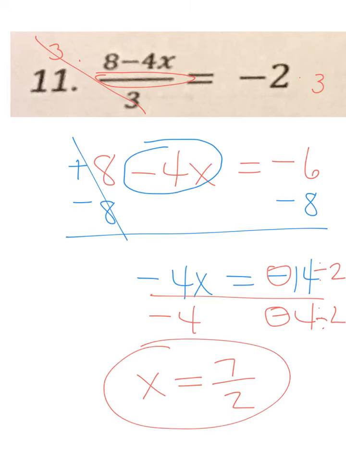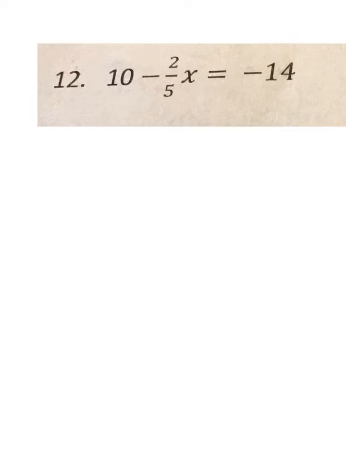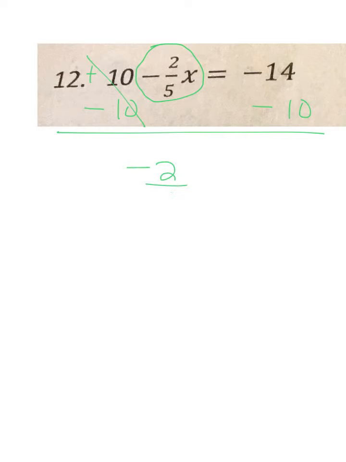We're ready for problem number 12. First thing I'm going to do, I'm going to circle the negative 2/5 x. This 10 is positive, so I'm going to subtract 10 from both sides. So I get negative 2/5 x, because don't forget that negative. Negative 14 and negative 10, when I put all those negatives together, I get negative 24.